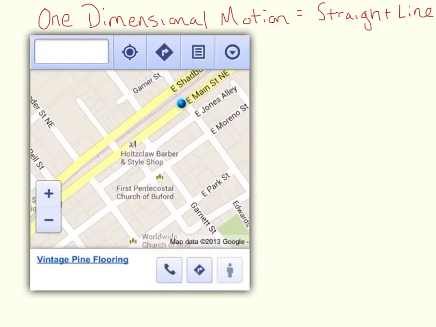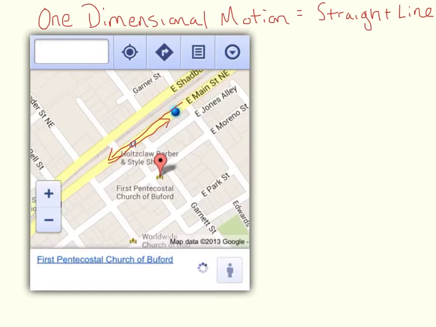Okay, so for today we were definitely dealing with one-dimensional motion because today all of my motion occurred on this East Main Street, right? So for today I could move this way along the street, I could stop, I could move that way along the street, but one thing I could not do is turn off of East Main Street onto other streets, so this definitely qualifies as one-dimensional or straight line motion.